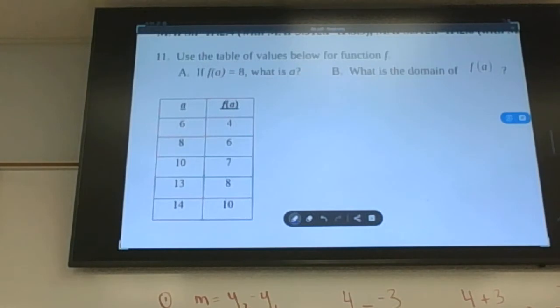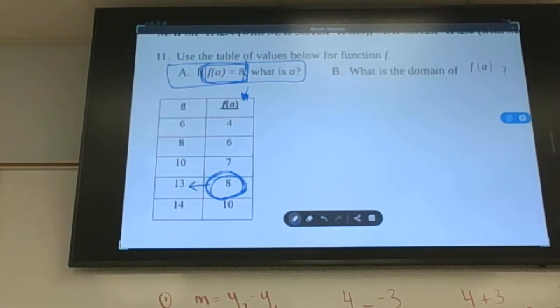6, 8, 10. Okay, letter A. Looking at this table, if f of A is 8, what is A? I guess that's easier than I thought. So here I'm gonna look at the table and find where f of A equals 8. This shows f of A, and here's 8. So that means A is 13.